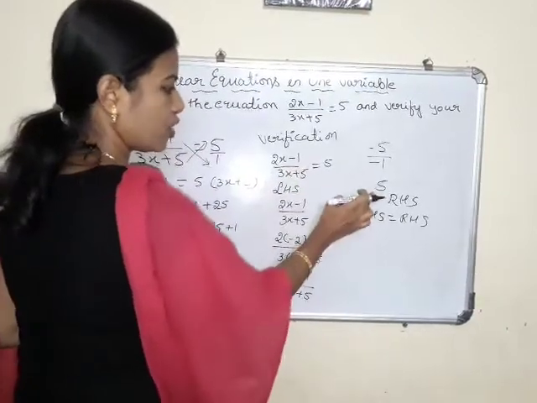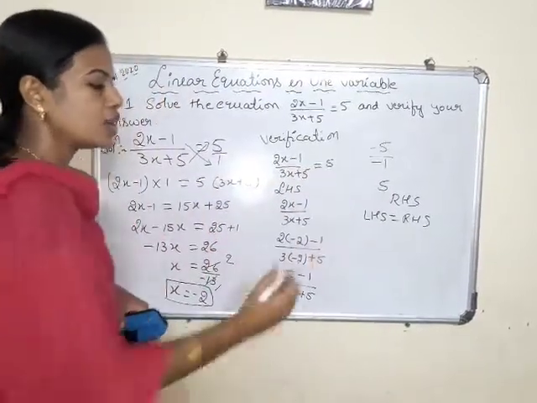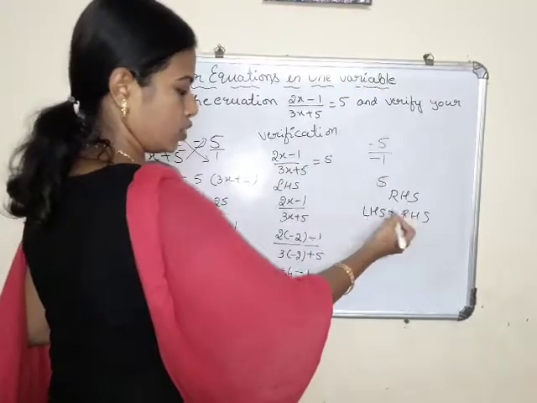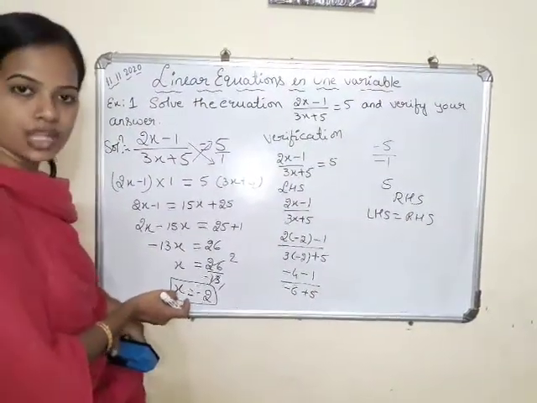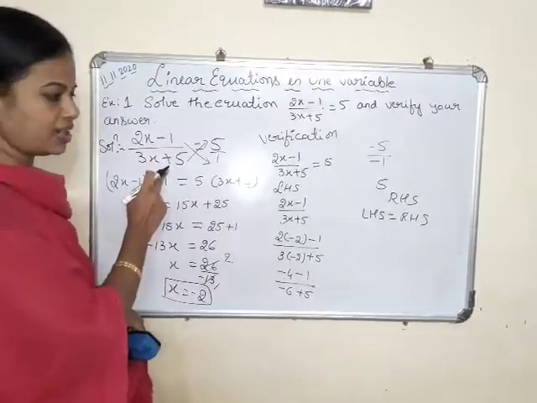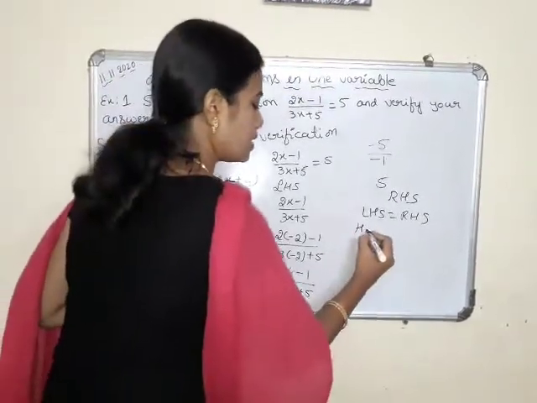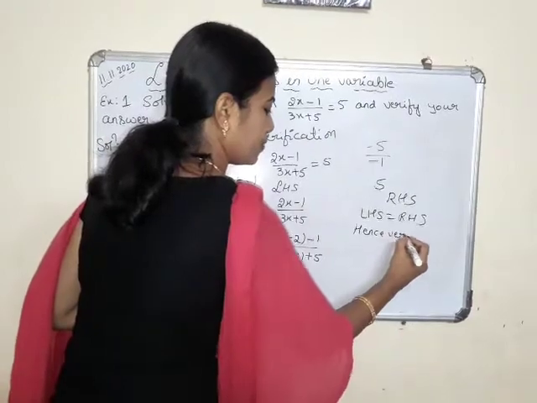LHS, 5 we got. In RHS also 5 is there. So LHS and RHS are both the same. Then what we find is that the x value is the solution or root for the given equation. Lastly, hence verified.